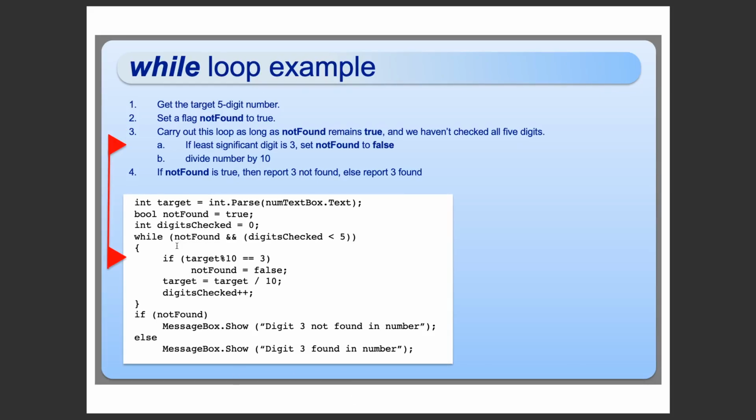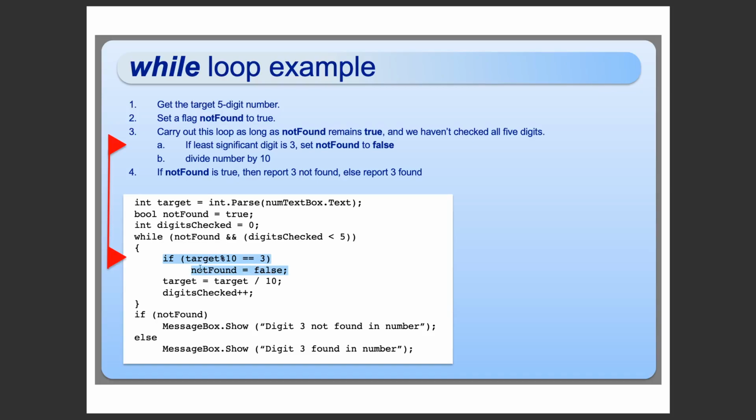So the first piece of pseudocode in the loop body is: if least significant digit is 3, set not found to false. So we translate that into an if statement. Here we've got an if statement inside the loop body. If target, which is our number that we read in, modulo 10 equals 3, then set not found to false.